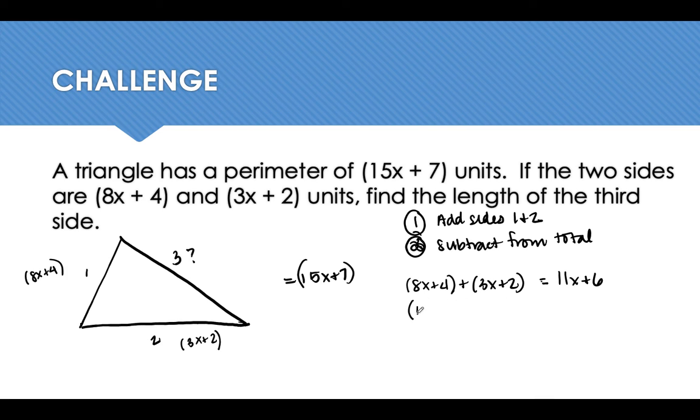And then we would take our total, 15x plus 7, and we're going to subtract that 11x plus 6 from it. So we're going to take our answer from here, and we're going to bring it down, the total minus the sum of sides 1 and 2. So if you do that, 15x minus 11x is 4x, and 7 minus 6 is 1. So 4x plus 1 is our answer for the length of the third side.